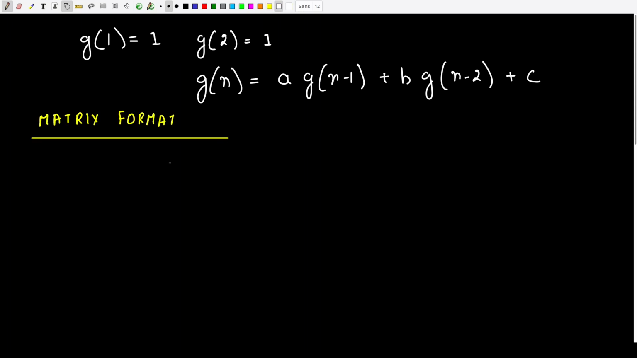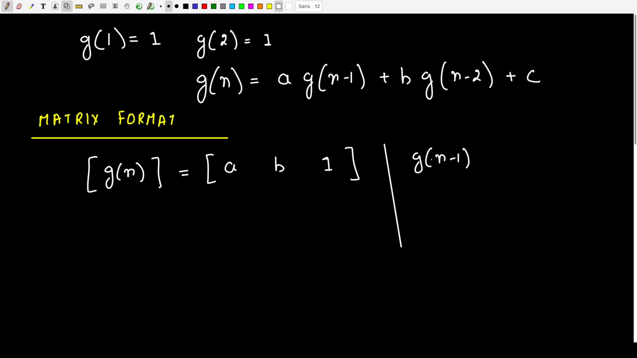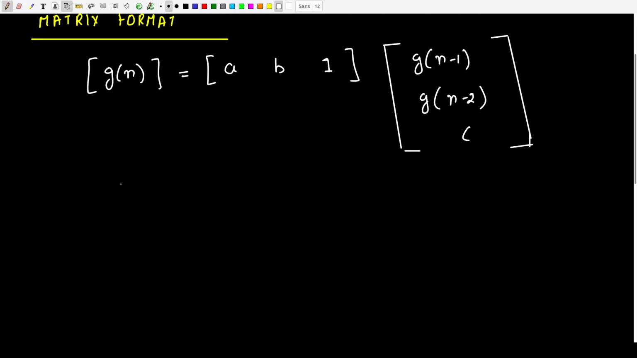So in matrix form, we could say that the equation Gn is equal to, what we have to do is a, b, 1, and then this has to be multiplied with g of n minus 1, g of n minus 2 and c. This is how we could rewrite the equation in matrix format. So now let us work with some examples in order to see if we can achieve optimization via matrix multiplication.